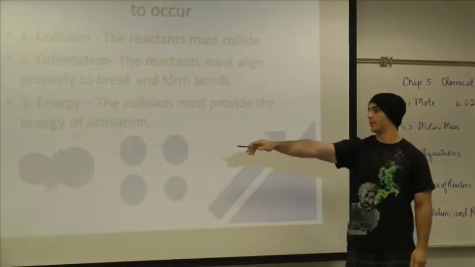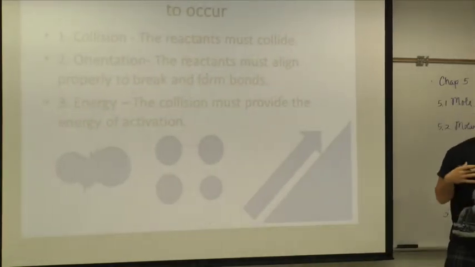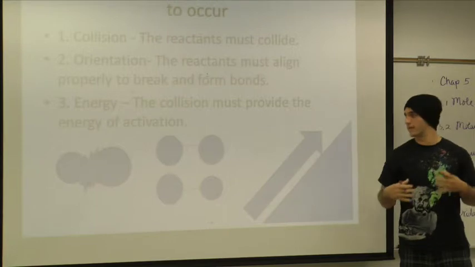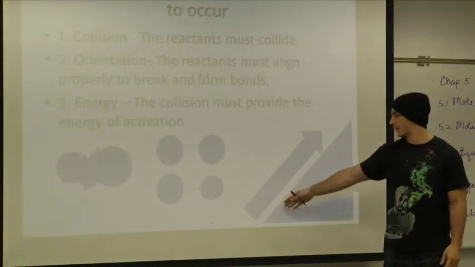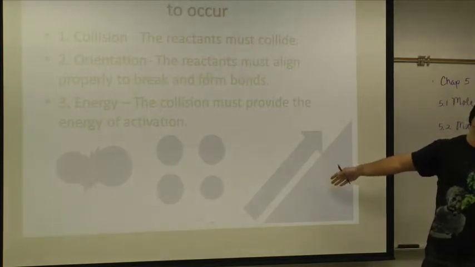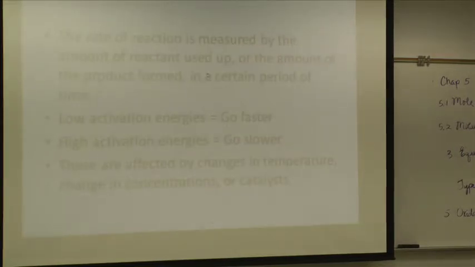Reactants must collide with each other. So think of gas. When exothermic is occurring, all the heat is causing the gas molecules to move around faster. They'll collide. They must align, and the activation energy must occur for it to have the energy to break the bonds again. Now we're going to move on to rate of reaction. The rate of reaction is measured by the amount of reactant used up or the amount of product formed in a certain period of time. Would you like to go ahead and follow along with that?